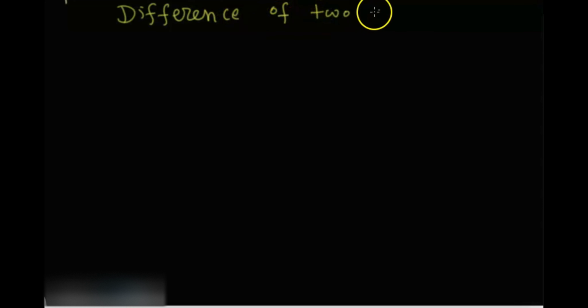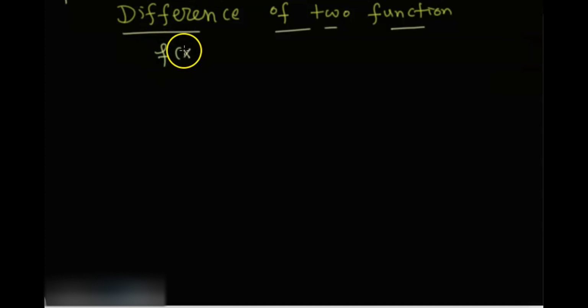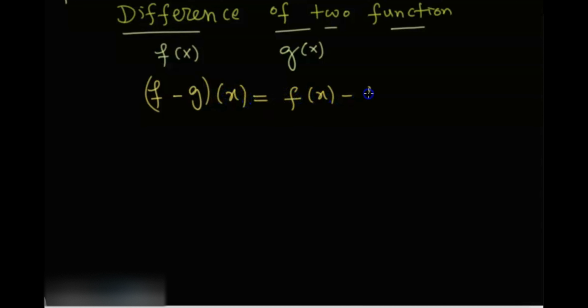Difference of two functions. Assume we are given two functions, one is f of x and the other one is g of x. Then, as we have already seen, their difference is defined by f minus g operated onto x is equal to f of x minus g of x.